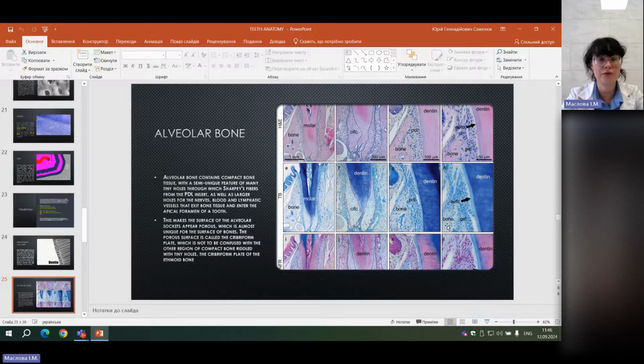The porous surface is called the cribriform plate, which is not to be confused with the other region of compact bone riddled with tiny holes, the cribriform plate of the ethmoid bone.